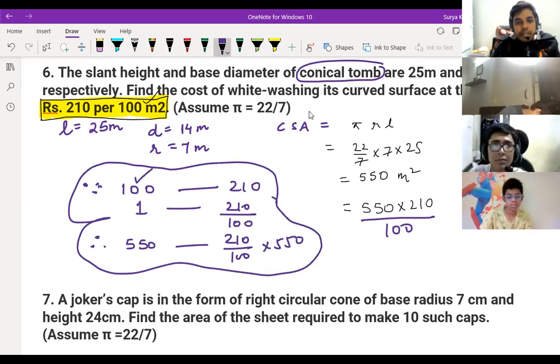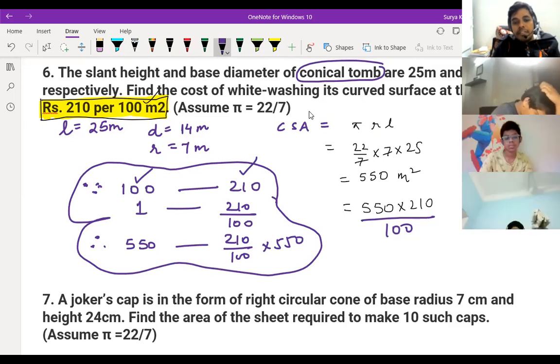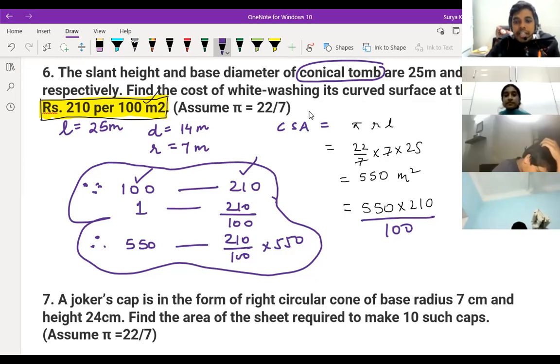If 100 meter square cost is rupees 210, so for one, what will come? 210 by 100. Then 550, how much will come? 210 by 100 into 550. It's clear to everyone? Yes. Or a very easy method, sir.